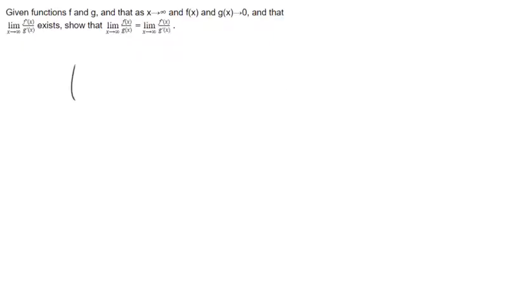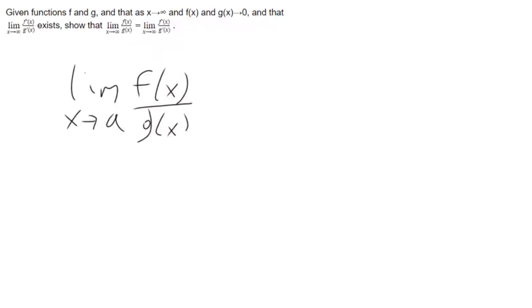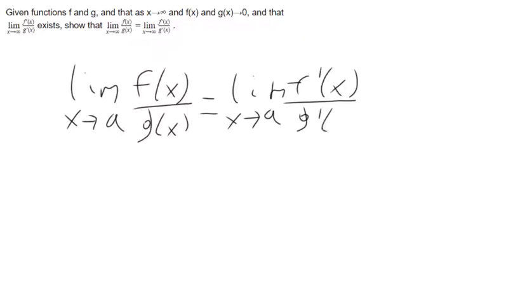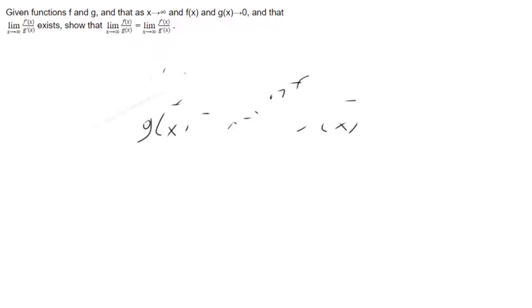Previously, we showed that if you have the limit as x goes to a of the quotient of two functions, f of x and g of x, and if both of these functions evaluated at a give you 0, then you can say that this equals the limit as x goes to a of the quotient of these two functions' derivatives, provided that this limit exists. But what we didn't consider is what happens if instead of x going to some value a, x is going to positive or negative infinity? So that is what we are going to look at now.